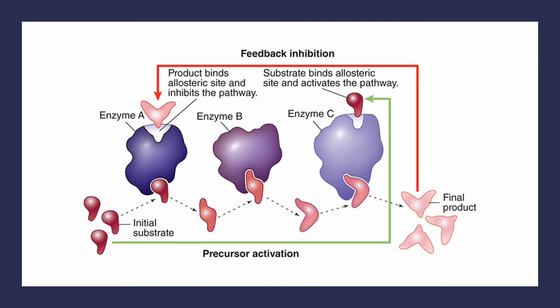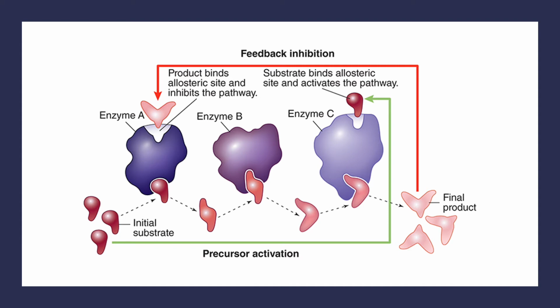Both of these types of allosteric regulation have to do with the feedback inhibition and precursor activation pathways. Feedback inhibition is when the product produced by the enzymes works its way back to the beginning of the pathway, binds to the allosteric site, and acts as an allosteric inhibitor to stop product formation. And then precursor activation pathway is when an initial substrate binds to the allosteric site, activates the pathway in order to produce more products.